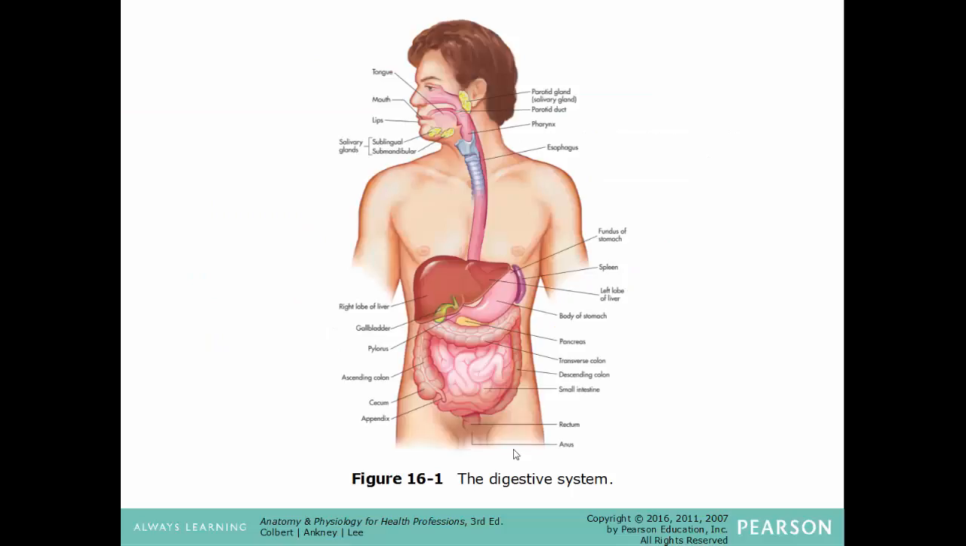Here's a general image of the digestive system, starting with the mouth, down to the esophagus, down to the stomach, small intestine, large intestine, out through the anus. All of that is one continuous open space, one long tube. And accessory organs include the liver, gallbladder, pancreas, salivary glands here, and the teeth.